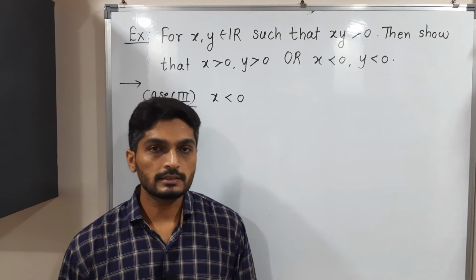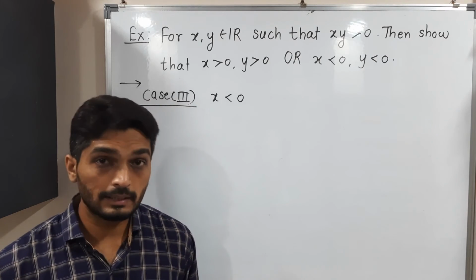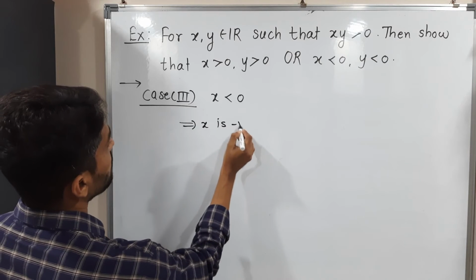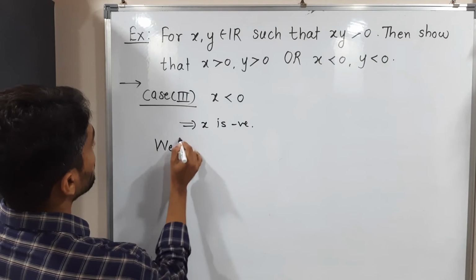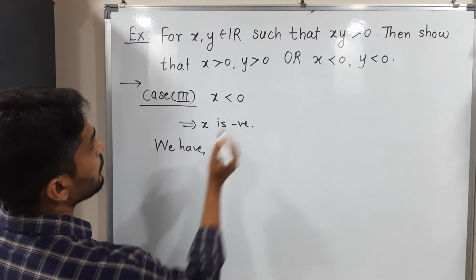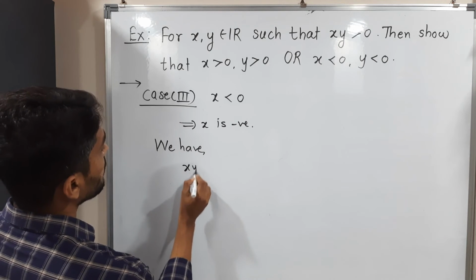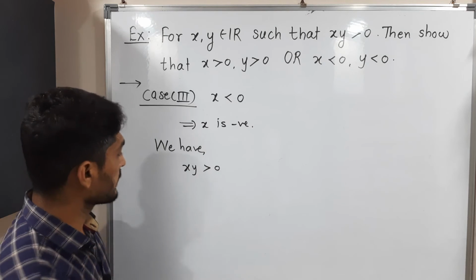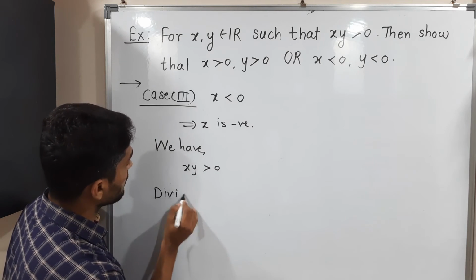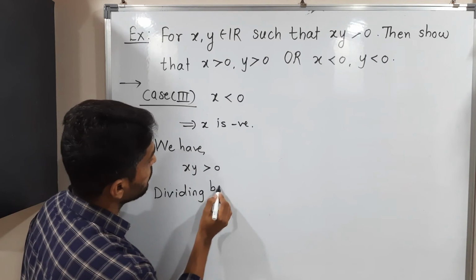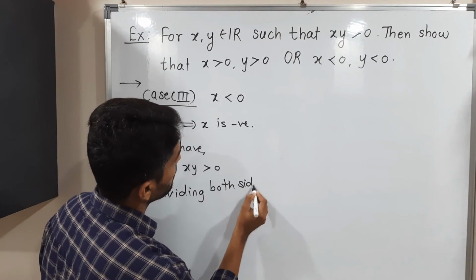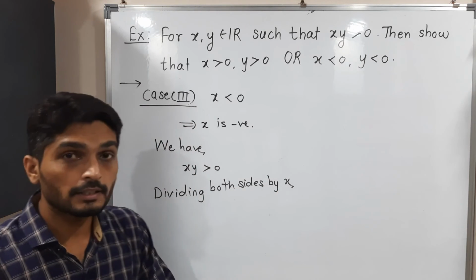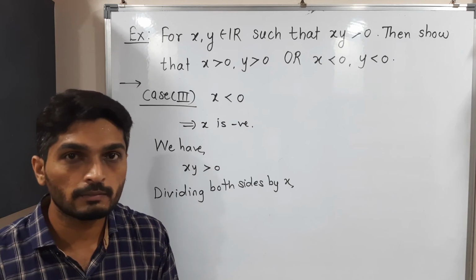Let us discuss last case, that is x is less than 0. So that is x is negative. Again I will go with the given condition. What we have? We have xy greater than 0. I am going to divide both sides by x. But see what will happen, x is negative, it's not positive. So that's why the inequality will get changed.